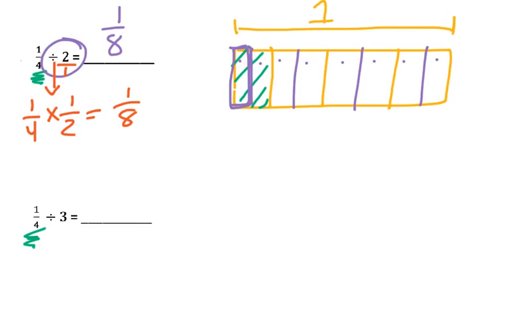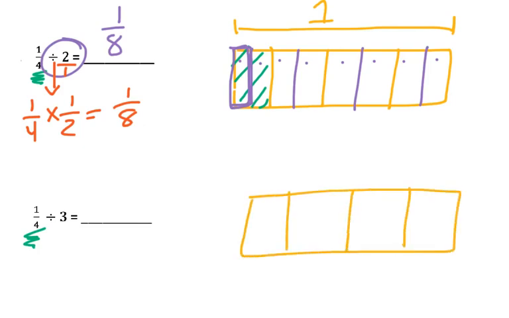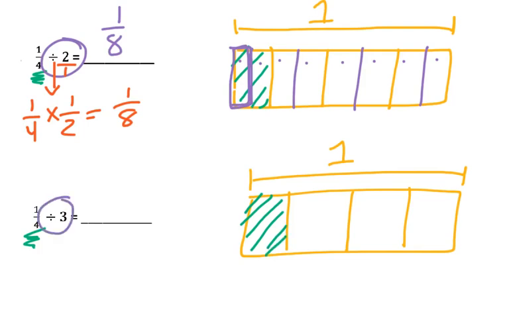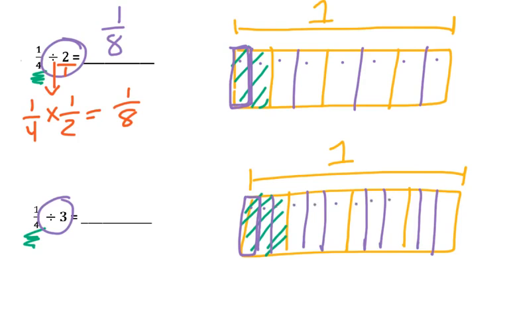Last problem. Again, we have 1/4. So I'm going to split my tape diagram into fourths. I'm going to shade in 1/4. And now what I want to do is split it into 3. So I'm going to divide each section of fourths by 3. And I want to know what the value of this piece is. 1, 2, 3, 4, 5, 6, 7, 8, 9, 10, 11, 12. The value would be 1/12.